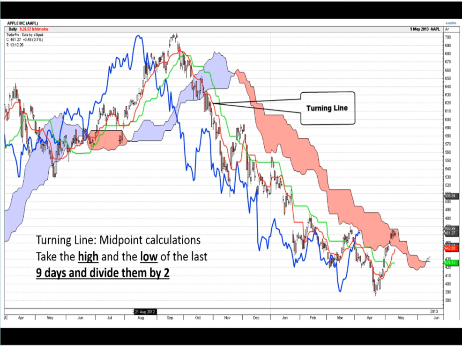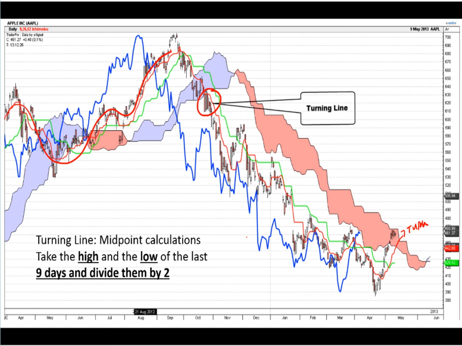All right. The turning line is the midpoint calculation where you take the high and the low of the last 9 days and you divide these by 2. So the price line that's always closest to the price action is the turning line. All right, and this is an old chart of Apple. Check this out. See this massive uptrend Apple is in? And then notice how it went below Apple here, and then it stayed below it. Look at that. It catches trends really, really well.